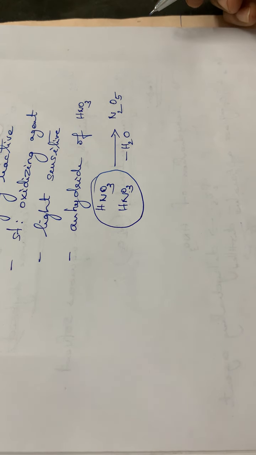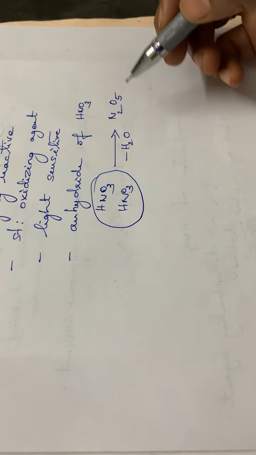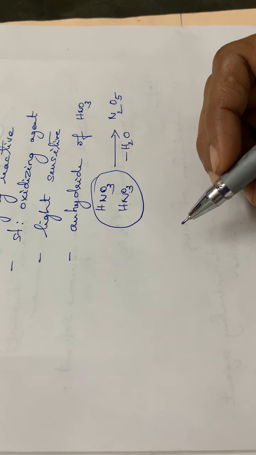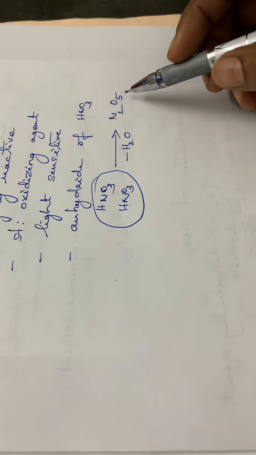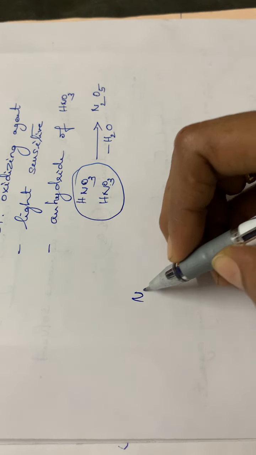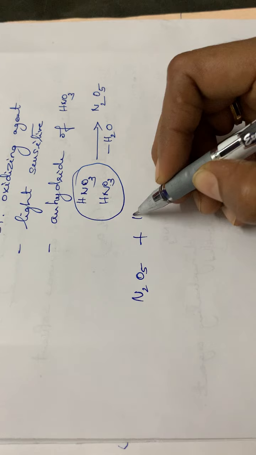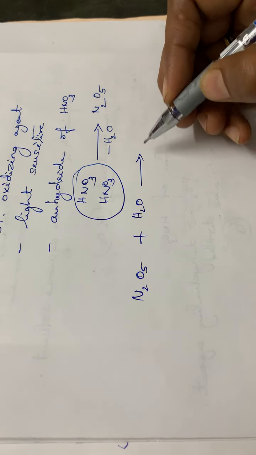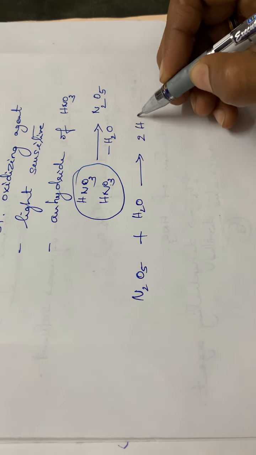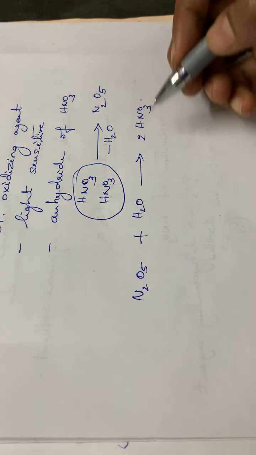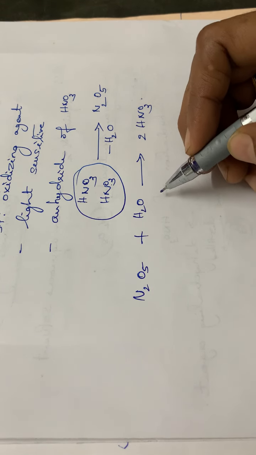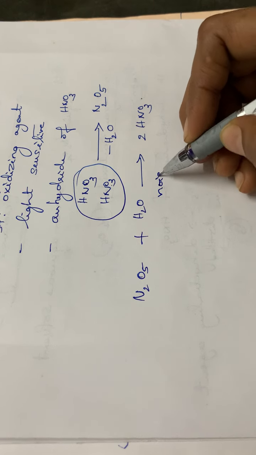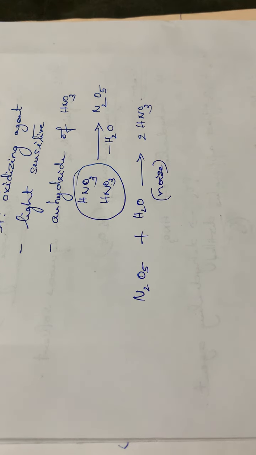When N2O5 is treated with water, it will be converting to 2 molecules of HNO3, the reverse reaction. This reaction also makes some hissing noise while it occurs.